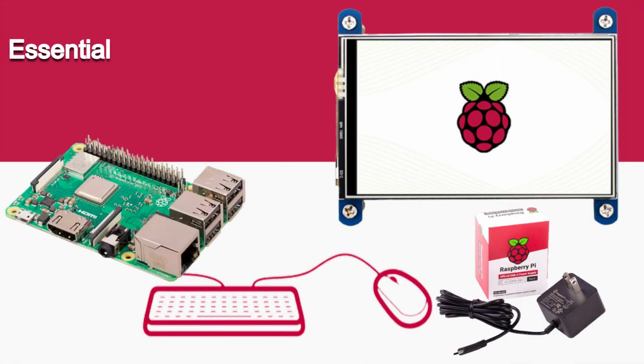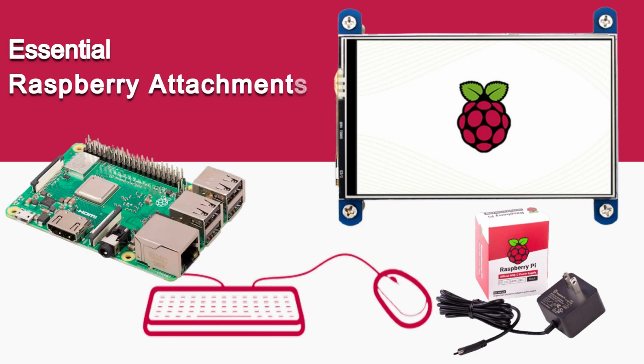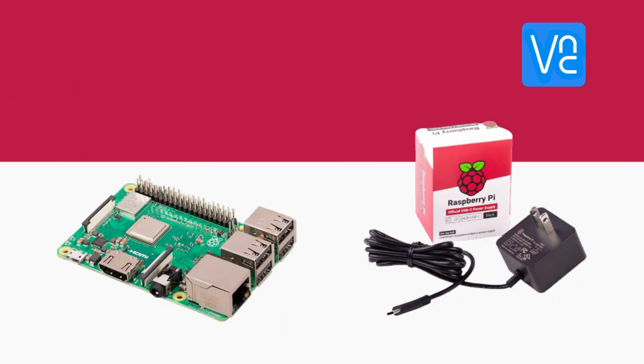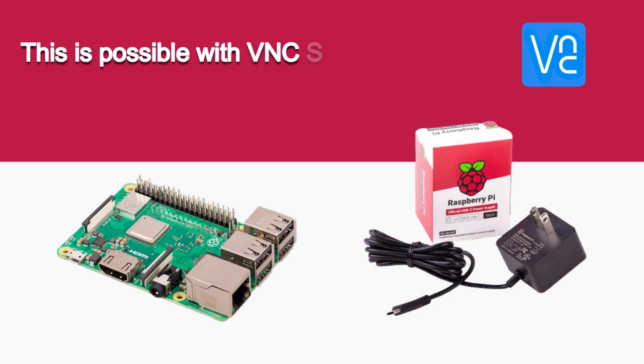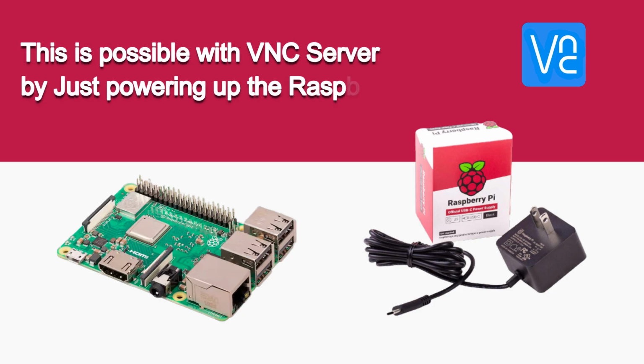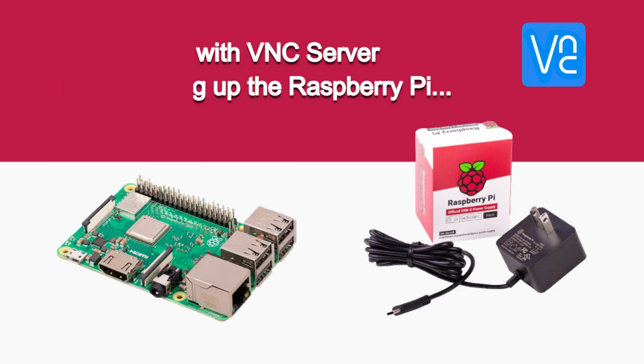As you know, Raspberry Pi needs many attachments like a TFT monitor display, keyboard, and mouse to run. Isn't it easier if we just connect the power adapter to the Raspberry Pi and directly access it from a PC or laptop without physical connectivity? Yes, this is possible. We can do it with the help of VNC.